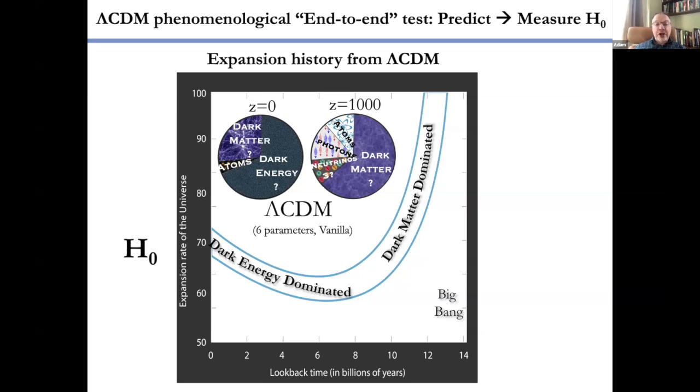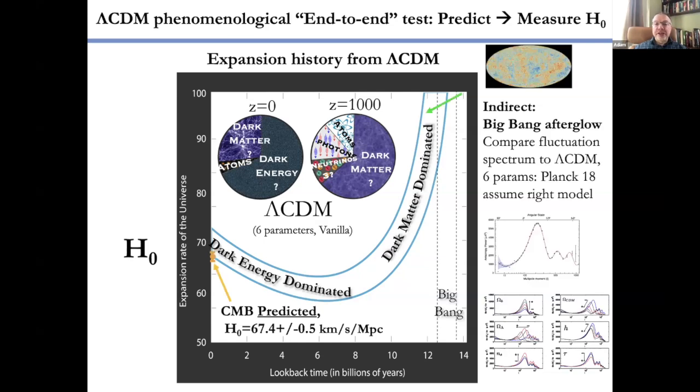The dark matter and dark energy have yet to have a really deep and fundamental explanation or detection, particularly in the case of dark energy. I think we're actually quite baffled to explain dark energy at a fundamental level from the physics that we have. So it's very important, really crucial, to do an end-to-end test of this cosmological model. And predicting and measuring the value of the Hubble constant is probably the only end-to-end test that we can do.